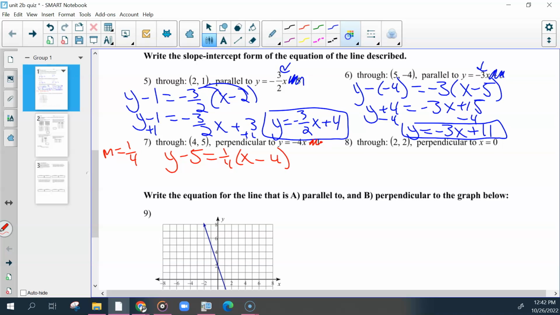Distribute, and then solve for y. Double check your math. Some of you got 1 but not negative, or some of you got 4. Just double check that math. Then add 5 to both sides. So that y equals 1/4 x plus 4 is your final answer there. Questions on 7?